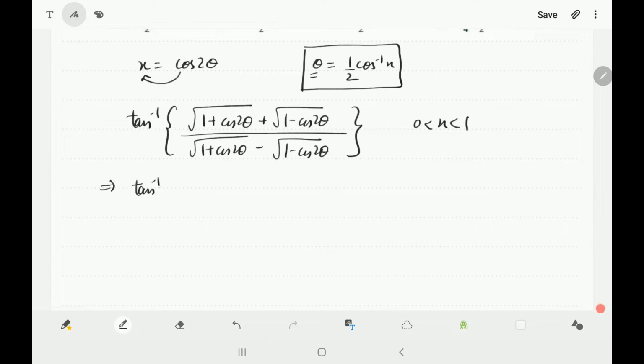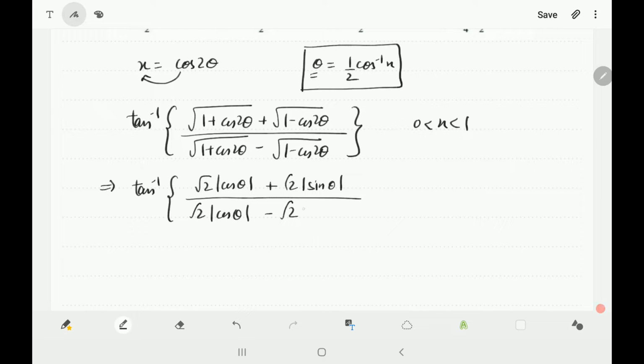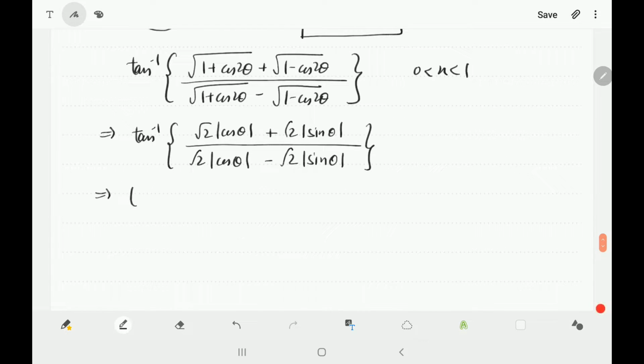Now 1 plus cos 2 theta is 2 cos square theta, so under root of it will become root 2 mod cos theta plus root 2 mod sin theta, because 1 minus cos 2 theta is 2 sin square theta. This term will become root 2 mod cos theta minus root 2 mod sin theta. Is this clear? Okay. Now we can simplify this term as root 2 will cancel out, and this term will become mod cos theta plus mod sin theta divided by mod cos theta minus mod sin theta.